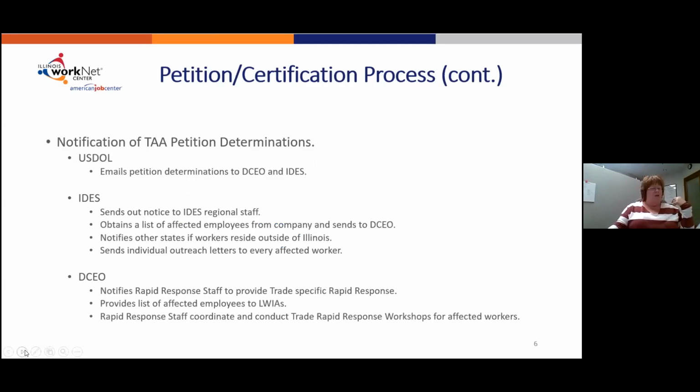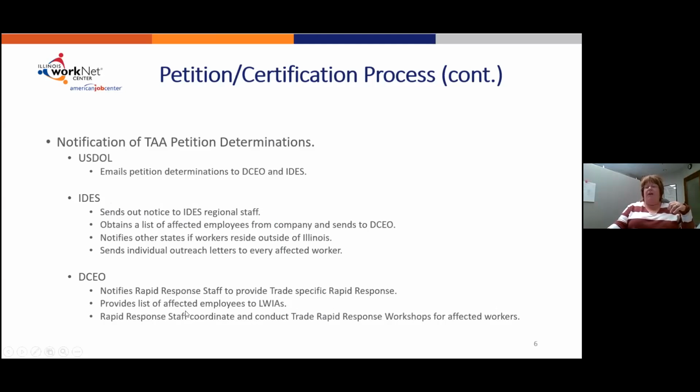Now, how do we get notified when there are petition determinations? USDOL will email us a determination email. It has all the information about it, how many workers are affected based on their investigation. It has the actual certification attached to the email. When we get that, IDES is responsible at that point. Once we notify, we'll send the email out to our rapid response staff so that they know to provide trade-specific rapid response.